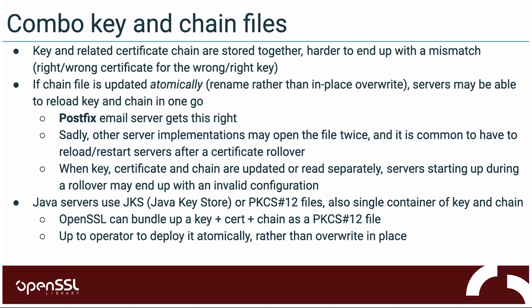The Postfix email server, of which I'm actually one of the co-authors, gets this right and reads the chain file atomically. Other applications might nevertheless, even with a single file, open it once to read the certificate and open it again to read the key in some order. And then there's a possibility that the file gets replaced in the meanwhile if there's automation manipulating these files. So some of these applications have to be restarted or reloaded after certificates are rotated to make sure that they're in a consistent, clean state. But that introduces race conditions that are best avoided. So I like to put everything in one file.